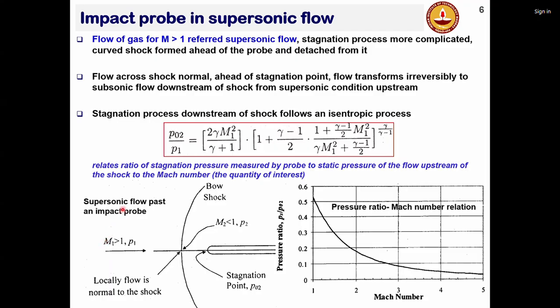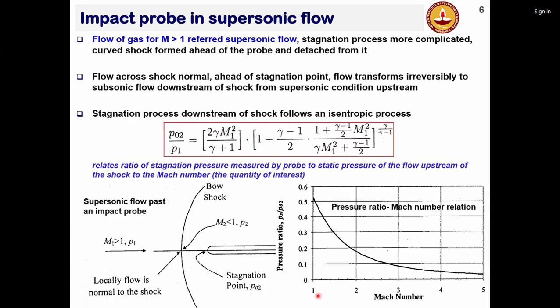both stagnation pressure and the upstream pressure P1, then we would be able to predict what is M1. And if we know M1, we can say what is V1. That means what is the velocity of the fluid. Okay, so that is how one predicts velocity inside a fluid using an impact probe, which is working in a supersonic flow.